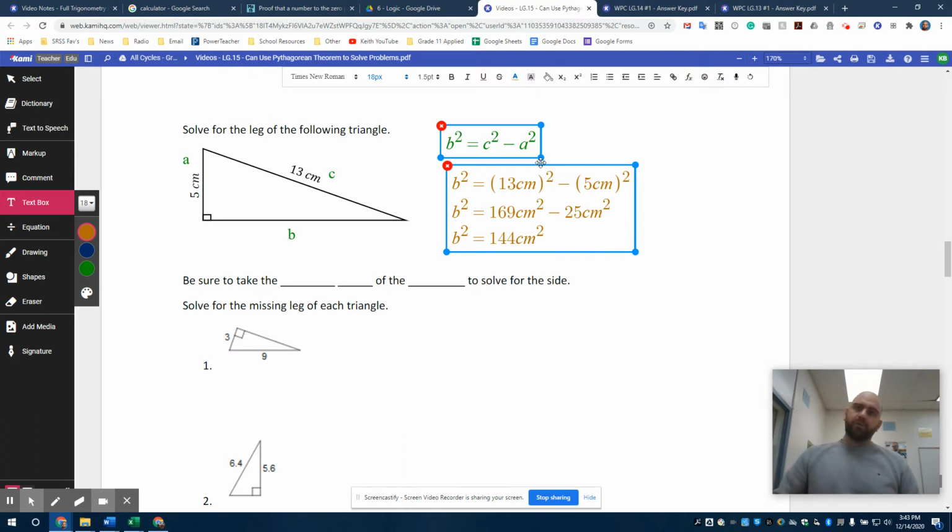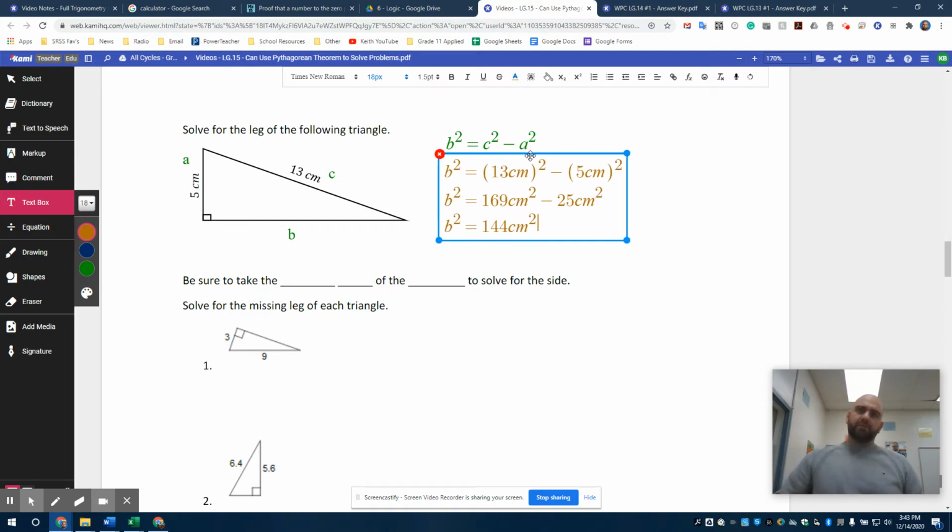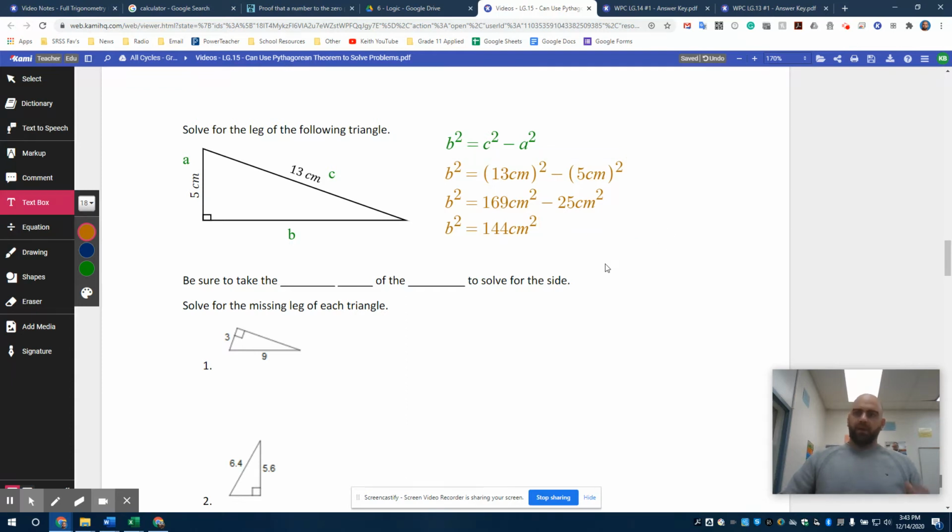Now again, I'm going through these pretty quickly. These are all nice perfect squares. They're numbers under 20, so we should be able to do them without too much calculator work. All right, now that we have this here, now we need to get B all by itself. And so we need to take the square root of B squared, and we need to take the square root of the other side as well. We have to do that, otherwise this can't be 144.